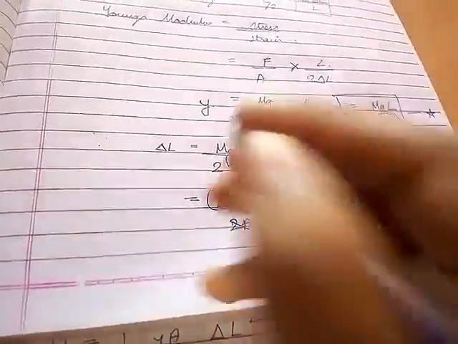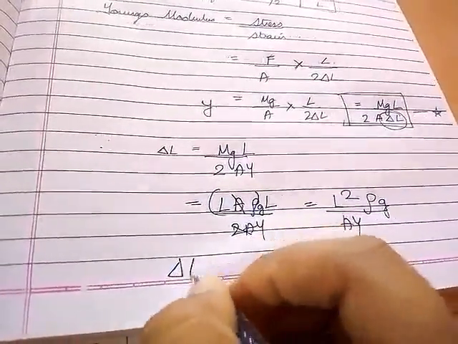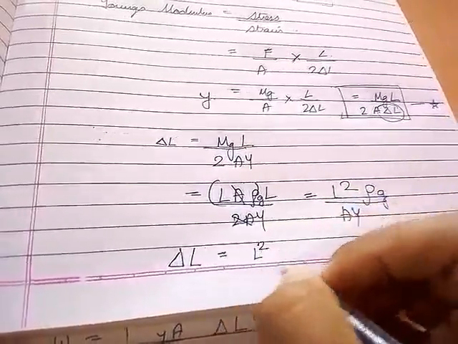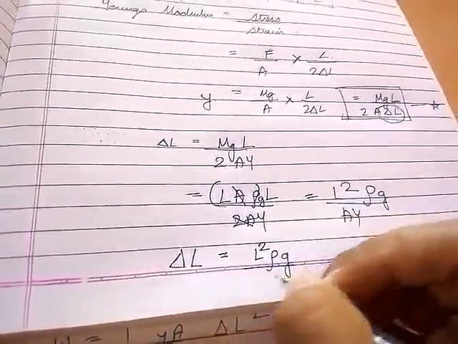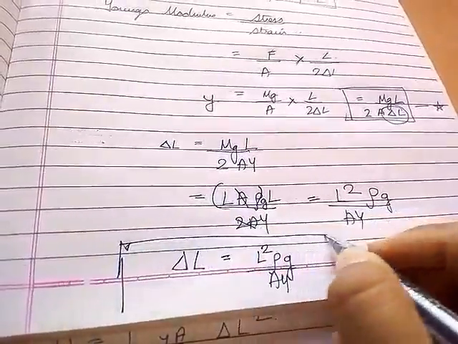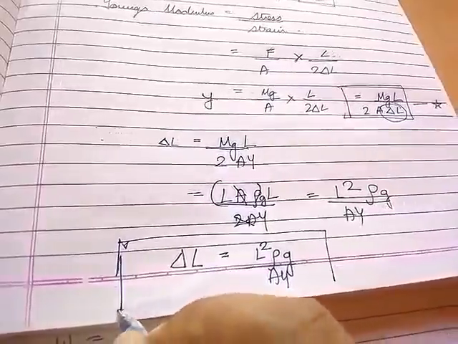So in the end what we get is the elongation. Delta L is equal to L square rho G upon 2Y. This is the final elongation that we get for a heavy wire.